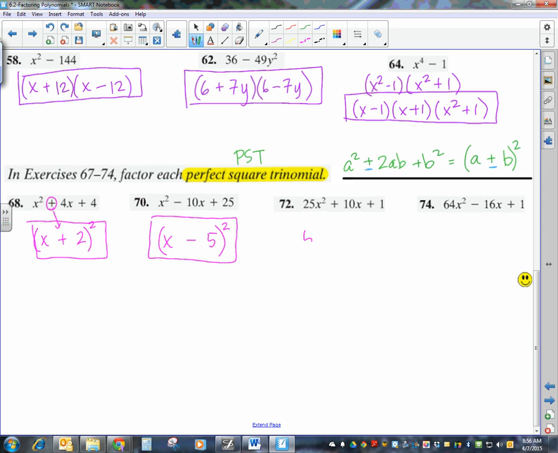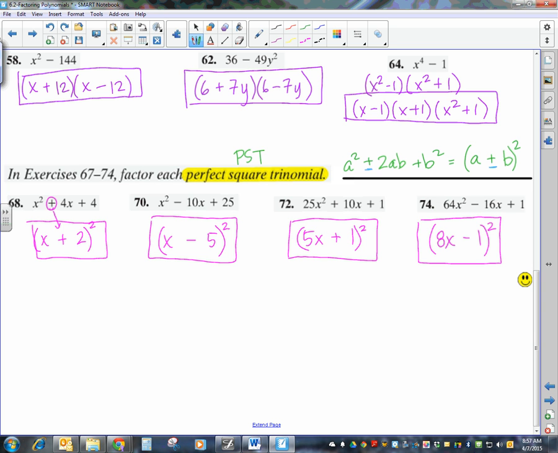Again, perfect square, 5x. Perfect square, 1. Always the sign of the second term. And then that helps you to remember that the middle term is doubled. So it's always a good thing to check because it's easy to check. All right, the last one we have, the square root of 64 is 8x. Square root of 1 is 1. Always takes the sign of the second term, and that 2 means it's squared. So 8x times 1 times 2 is my middle term.